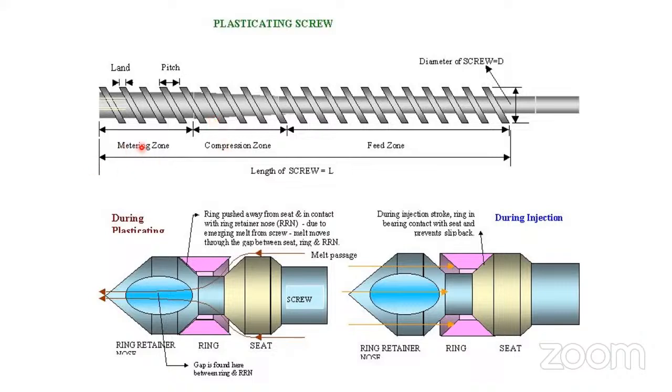But in case of a metering zone, the root diameter again constant, देखो same है। Suppose 12 mm, 12 mm. Therefore, root diameter same here, flight depth same here. Here, root diameter goes on decreasing from feed zone to the metering zone. देखो कमते कमते हो रहा है। See now here, feed zone, it is a constant. Root diameter is a constant, and flight depth is also constant here.